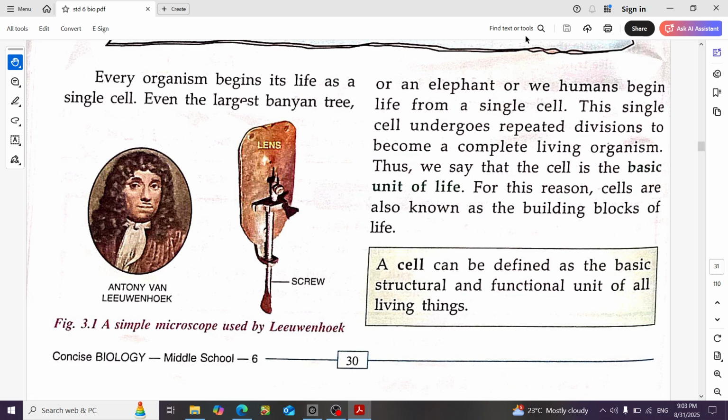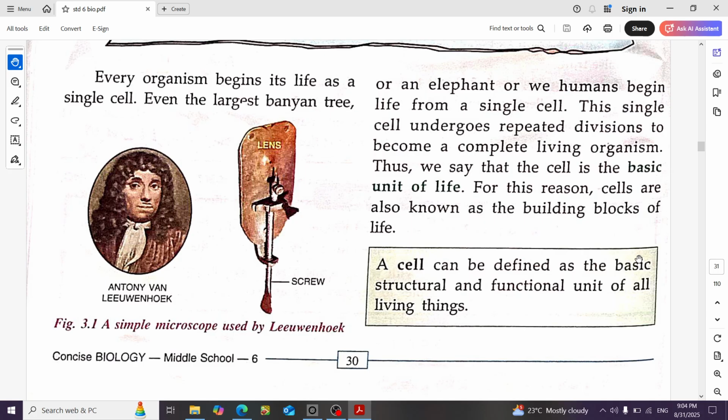Now, a simple microscope was first used by Leeuwenhoek. Microscope is an instrument which is used to magnify small things. You know that our body is made up of small units called a cell. So cell is the basic structural and functional unit of life. Whole body is made up of small cells. So it can be an elephant or human, everybody has small cells in the body. So that's a structural, functional unit of life.